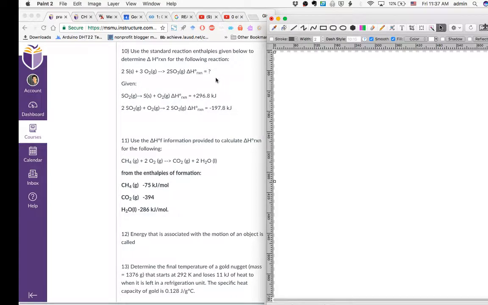This is a Hess Law problem. I think you saw Hess Law in the last WebAssign and the second WebAssign. You have these chemical reactions and the enthalpies are known. Enthalpy meaning the heat that is required or the heat that is produced by the chemical reaction.